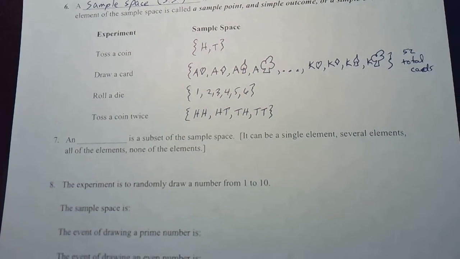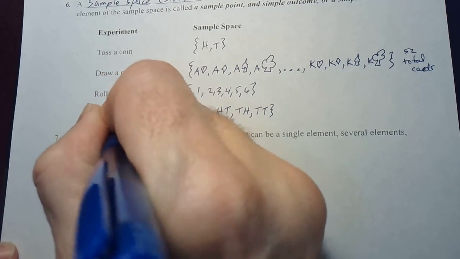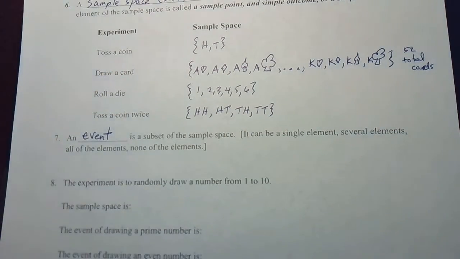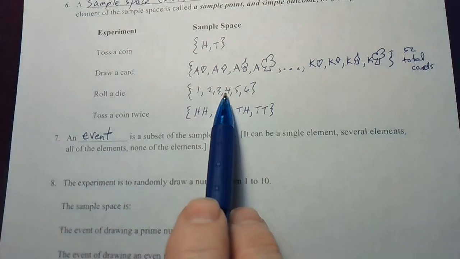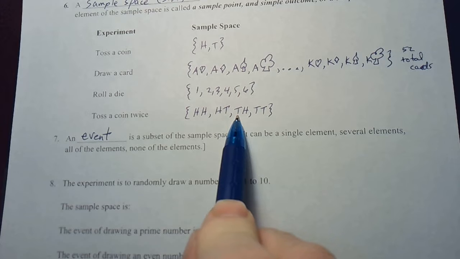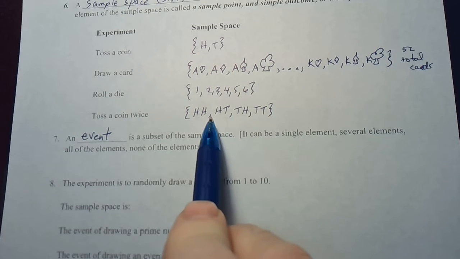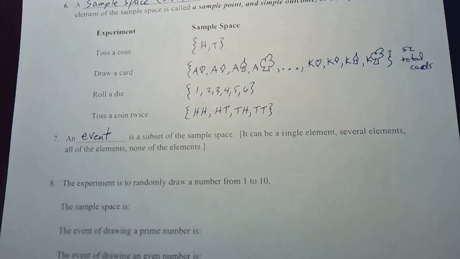Now, the next vocabulary term is an event. An event is a subset of the sample space. Any subset of the sample space is defined to be an event. It can be a single element. For example, in rolling a die, it could be the 4. Or tossing a coin twice, it could be TH, tails on the first, heads on the second. That's one event. It could be several elements, or all of the elements, or none of the elements. That would be the empty set if it had 0 elements in it.